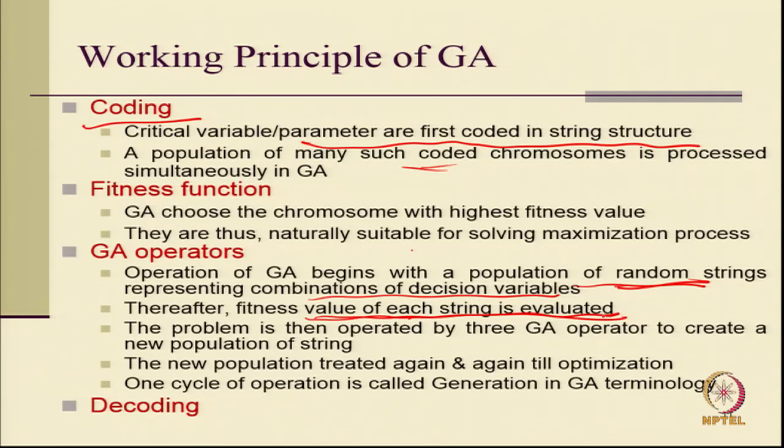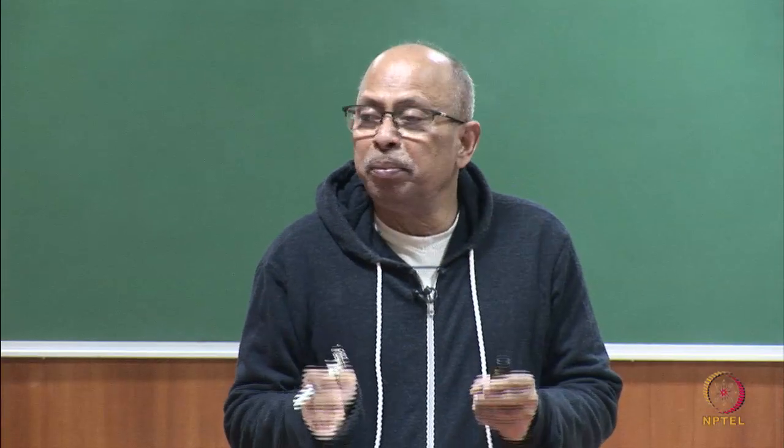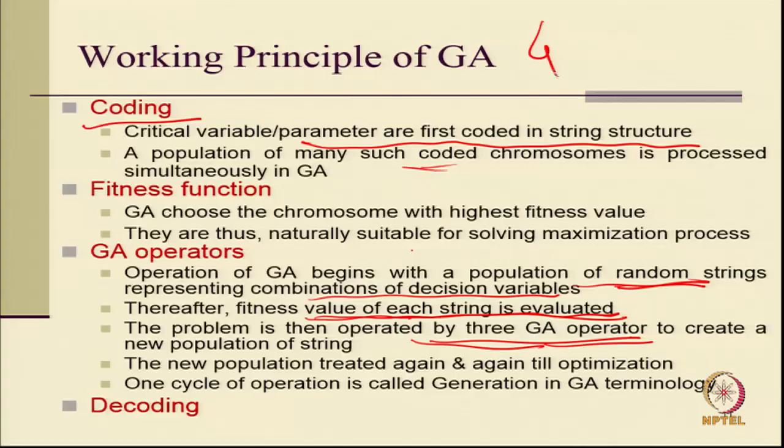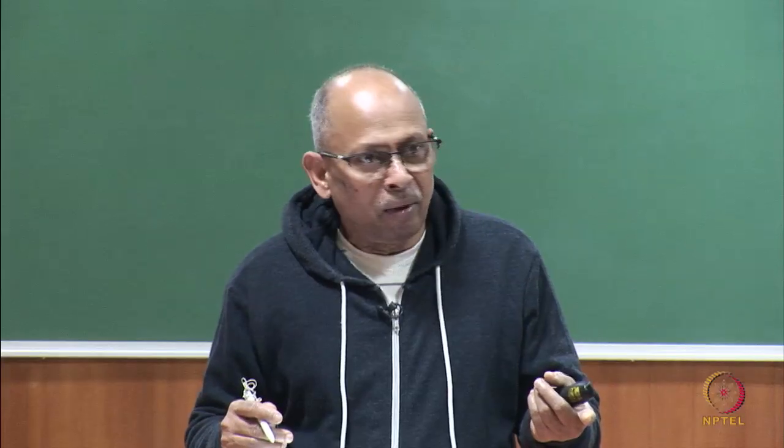If I have taken a population of 40 to start with, then I have evaluated all of them. Then you apply the GA operator and create a new population. That means what I do? I remove those which are not fit and keep only those that are fit. Now, that would obviously reduce the number. If I started with 40, it will reduce to some number, let us say 20, 18 or 15, or whatever it is, depending upon how we have selected. Now, this 16 has to be again made into 40.